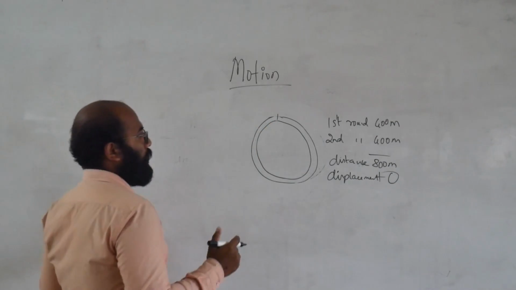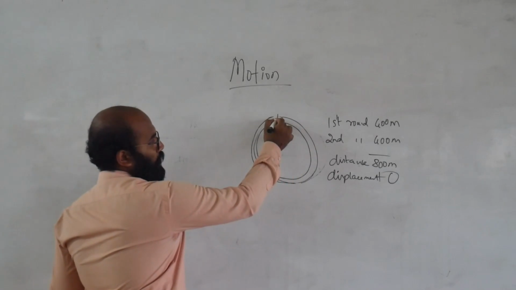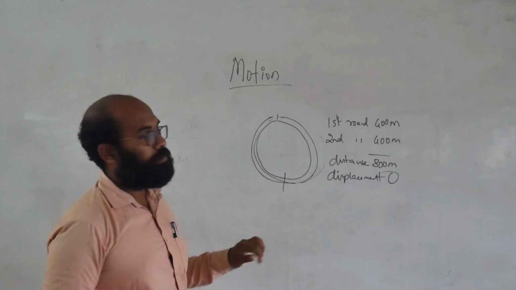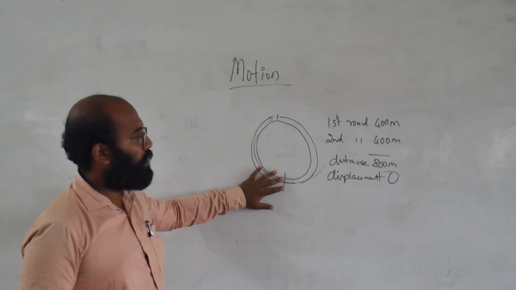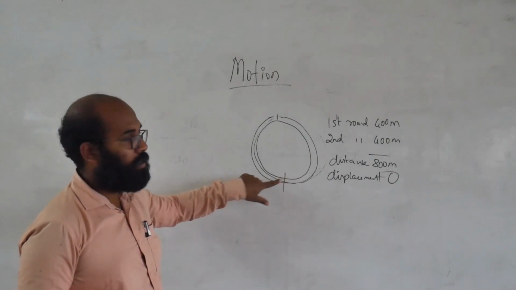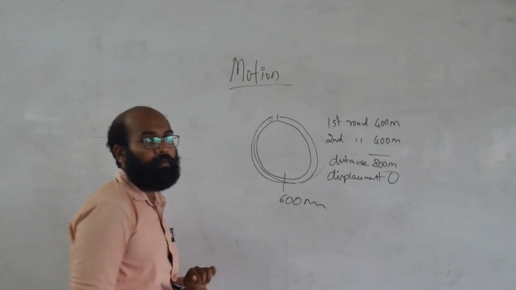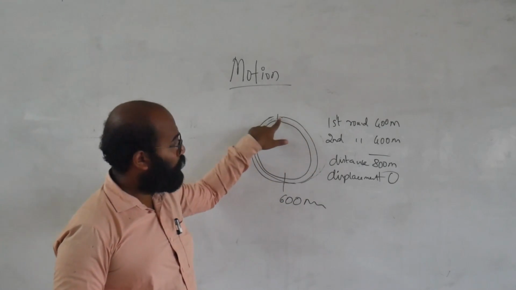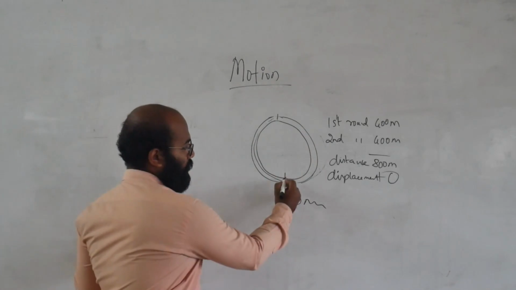Suppose I run one complete round and next I just run half. So I'll stop here. Now the distance that I've covered will be, initially one round 400, next half, that is 200. So the distance will be 600 meters. But if I want to calculate the displacement, it's not 200, because the shortest distance is from here to here.